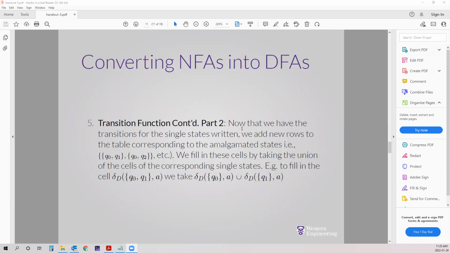Then we will add new rows to the table corresponding to the unified states, or union states, or amalgamated states, which are Q0 Q1, Q0 Q2. We will fill these cells by taking the union of the cells of the corresponding single states. For example, to fill in delta D of Q0 Q1 with A, we will take delta of Q0 with A and Q1 with A.